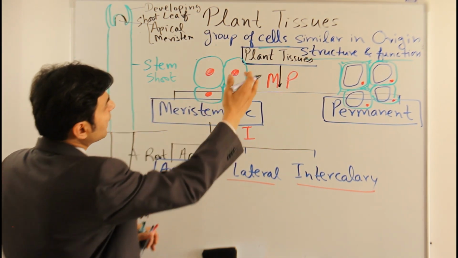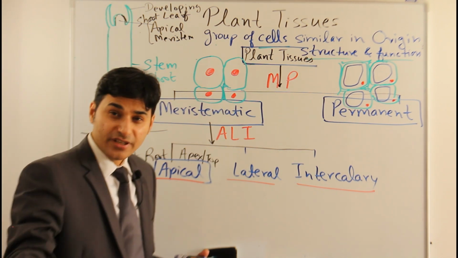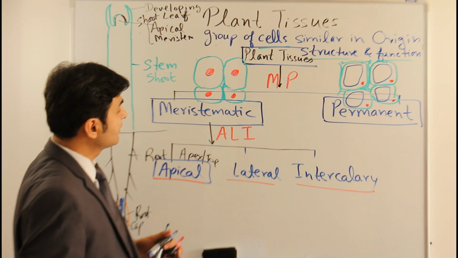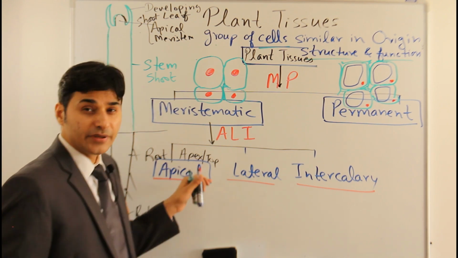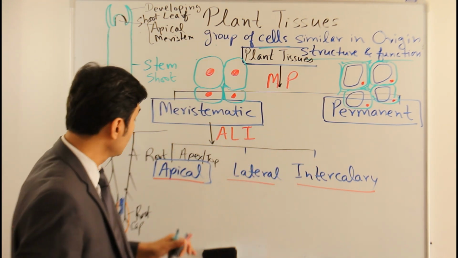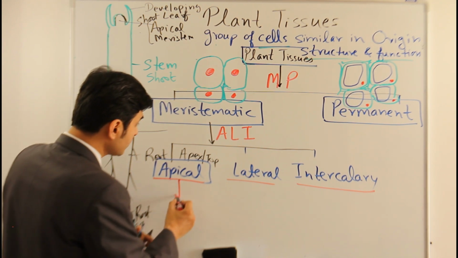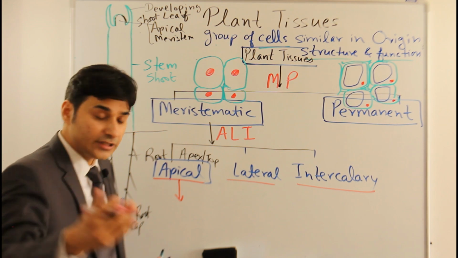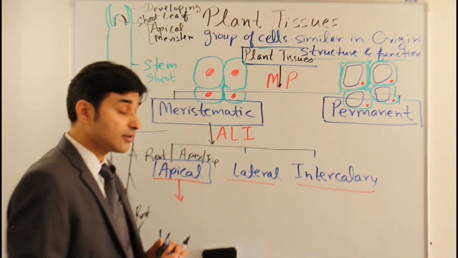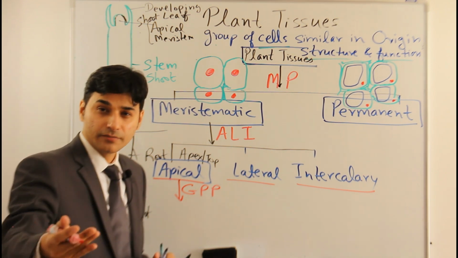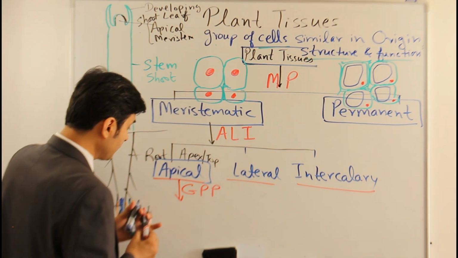So we have seen that plant tissues are of 2 types, MP, meristematic and permanent. Meristematic is 3 types, Ali, apical, lateral and intercalary. Now this apical meristem is further divided into 3 more types, is also of 3 types. And how can you remember that? Remember this word GPP. Now what does this mean, GPP?